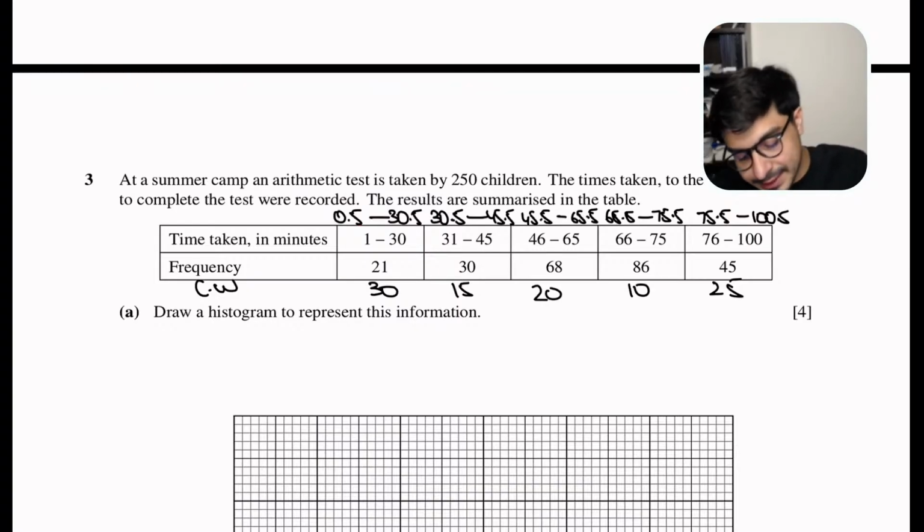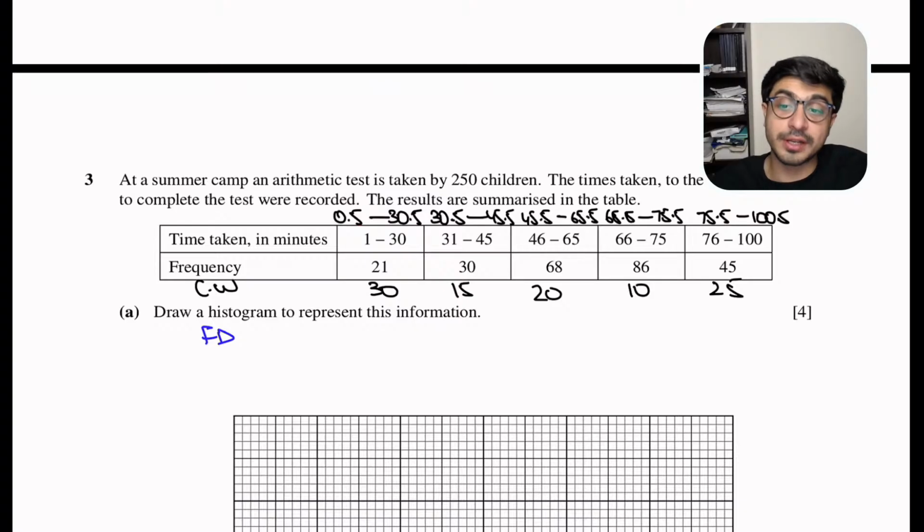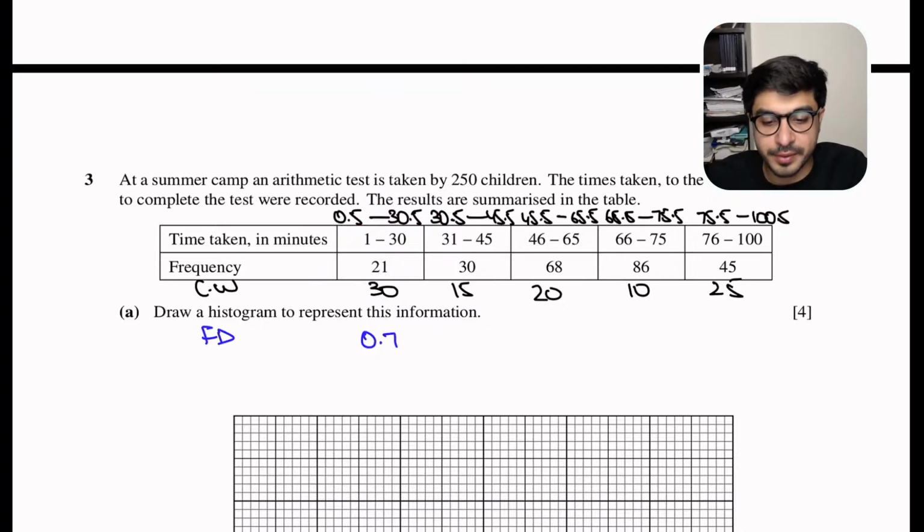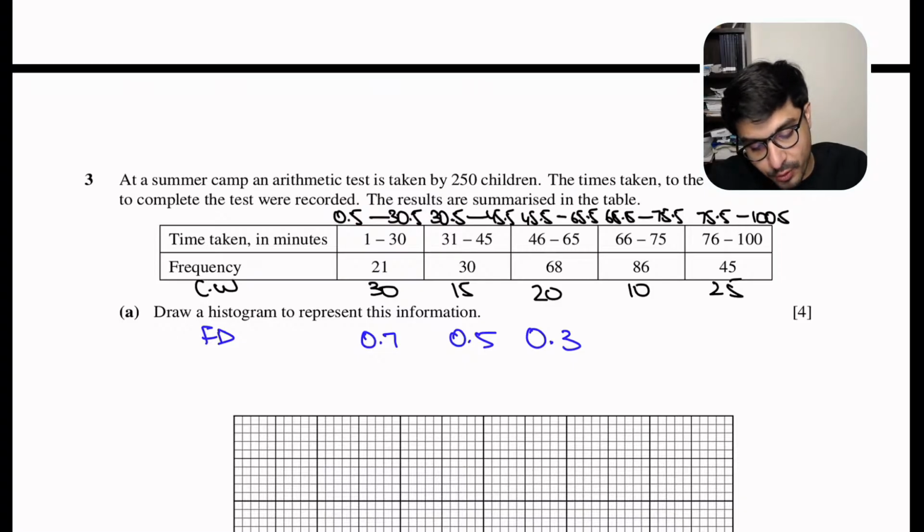If the class widths are not equal, we're supposed to draw the frequency density histogram. To draw the frequency density histogram, it's going to be frequency upon class width, right? So let's just do it. 21 divided by 30 is going to be 0.7, so over here we'll have 0.7. Then 15 upon 30 is going to be 0.5. Then 20 divided by 68, it's going to be 0.29, let's say 0.3. Okay, my bad, it's going to be 68 upon 20.